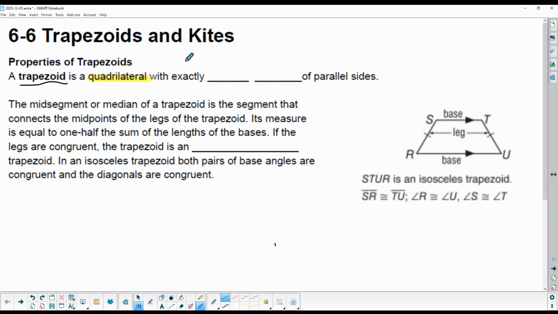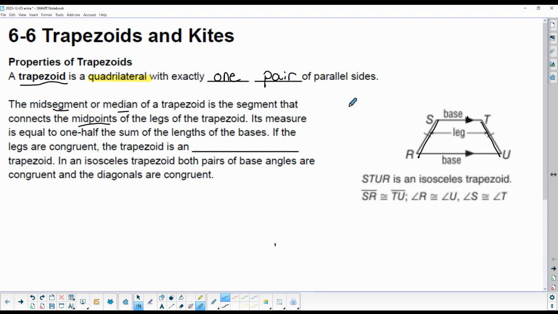Okay, so the trapezoid is a quadrilateral, meaning it has four sides, with exactly, meaning only, one pair of parallel sides. So there's only one pair of sides that are parallel. In the case of this example, these two sides here are called the bases. The midsegment or median of a trapezoid, you can use either word, is the segment that connects the midpoints of the legs. So the legs are these two side pieces.